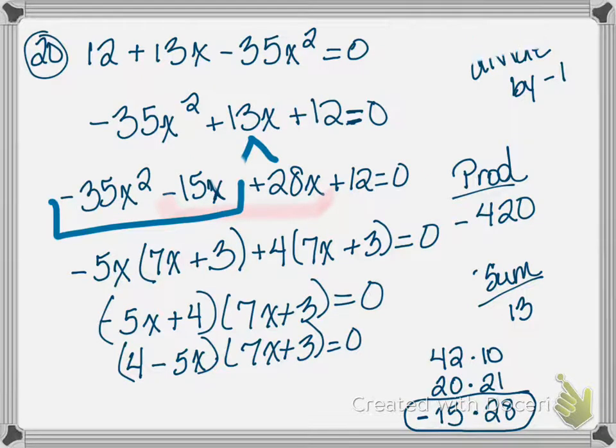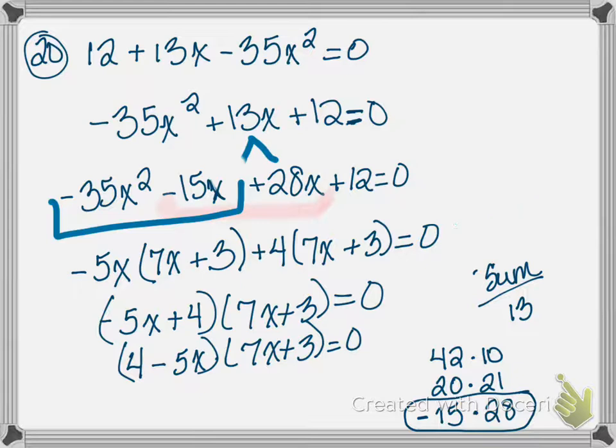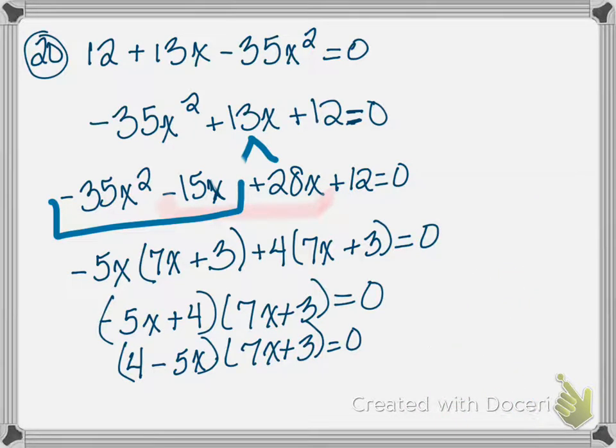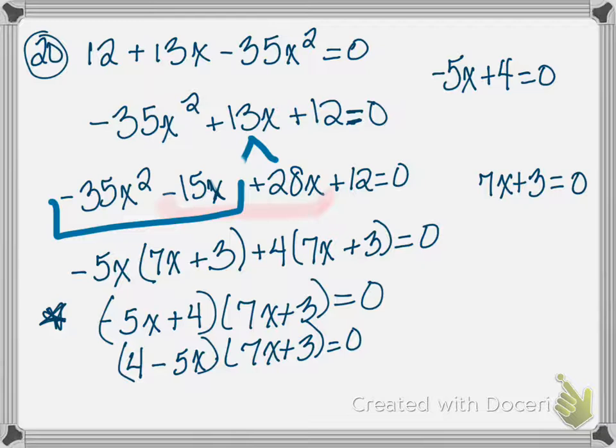Now I need a little bit more room, so I am going to erase over here so that we can finish the problem. Okay, so I've got, and you'll get the same answer regardless of which ones you use. So I have negative 5x plus 4 equals 0, and then I have 7x plus 3 equals 0. And we are going to get fractions, and I know that we're uncomfortable with fractions, but fractions are part of math. So I'm subtracting 4 from both sides, and I'm left with negative 5x equals negative 4.